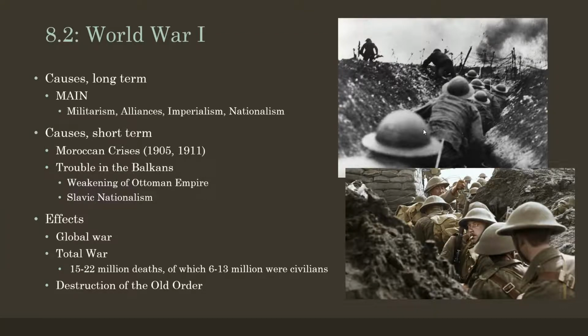So that, to me, is the important stuff as far as the College Board is concerned. You could take a college class on World War I. So to sum it up in one slide is almost laughable. But I think this is the key stuff for the exam.